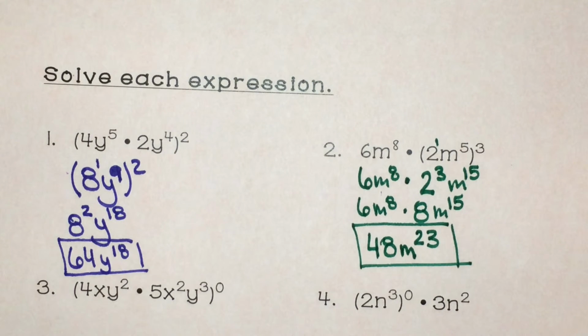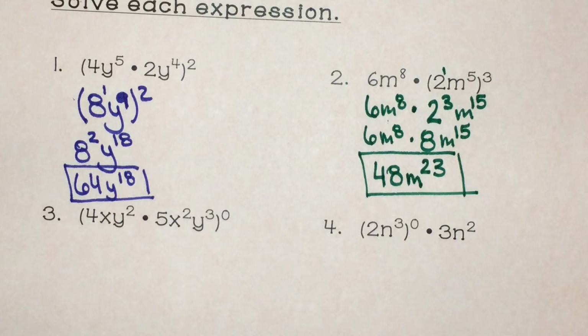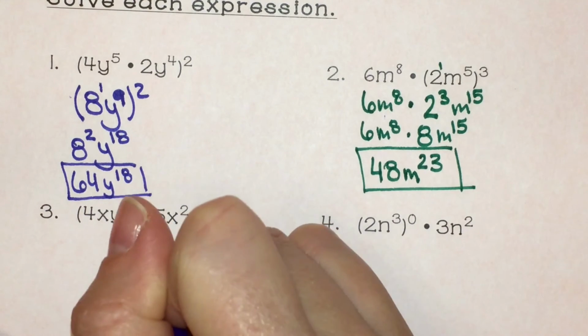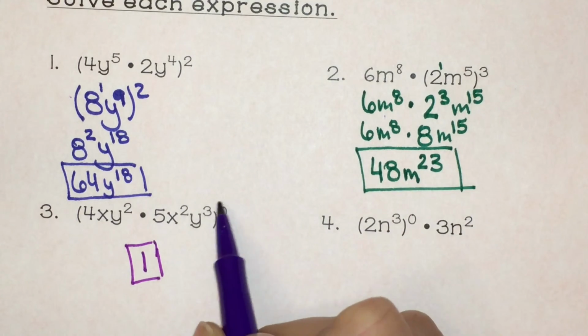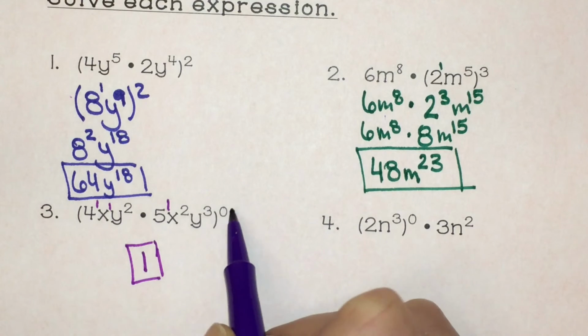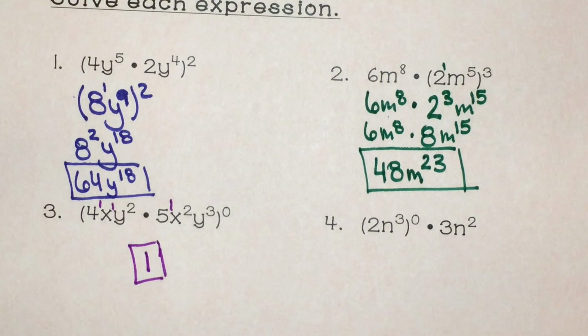All right, number 3. This is probably my favorite one because you have a whole bunch of stuff inside that parenthesis and the whole thing's raised to the power of 0, meaning this actually just equals the number 1. Because remember, you're going to multiply all the exponents inside by 0. So everything will just equal 1, and you'll have 1 times 1 times 1 times 1 times 1 times 1, which equals 1.